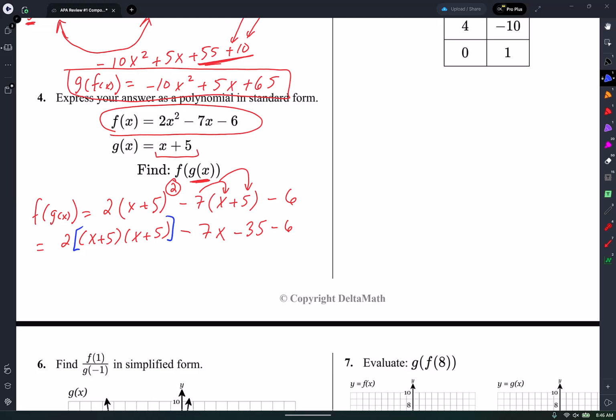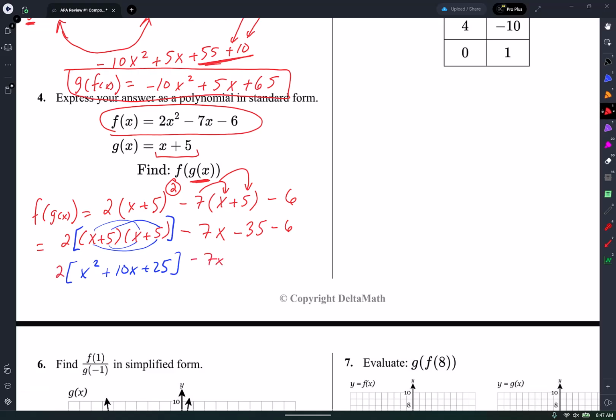Ready? What is x times x? X squared. So I'm going to write, bracket, x squared. What is x times 5? 5x, but look, I'm going to have another one, 5 times x. So what's 5x plus 5x? 10x. What is 5 times 5? 25. Okay, and I still have that 2 on the outside.